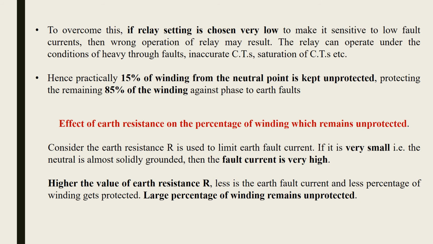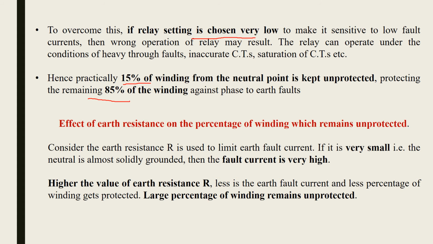To overcome this, suppose we have chosen the relay setting very low to make it sensitive to low fault current. This may result in mal-operation of the relay, as it can operate under the conditions of heavy through faults, inaccurate CT, or when the CT gets saturated. Therefore, it's not practicable to make the relay setting very low, and hence we choose a practice where 15% of the winding is left unprotected and 85% of the winding is protected.